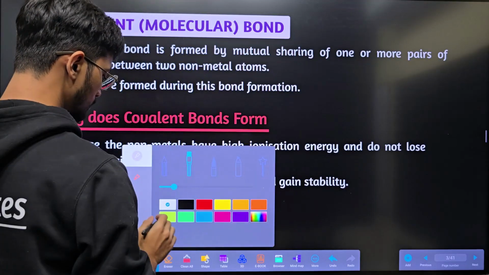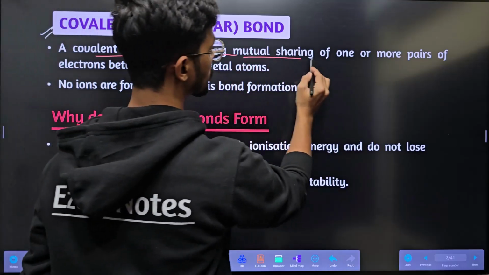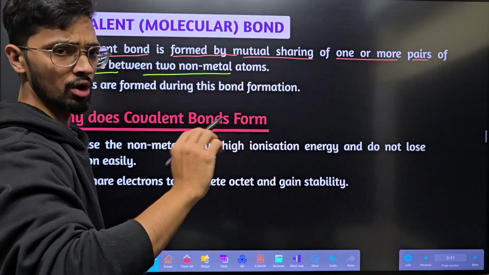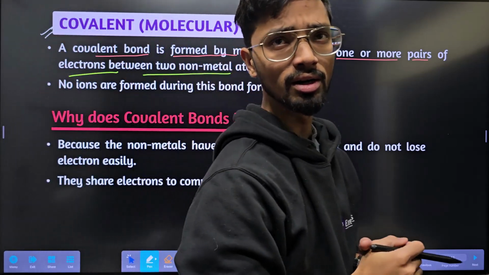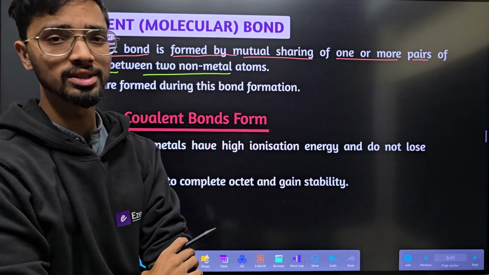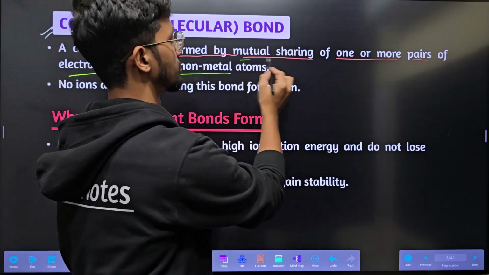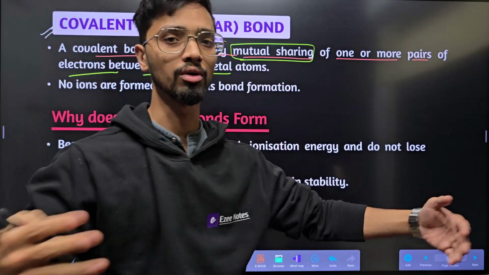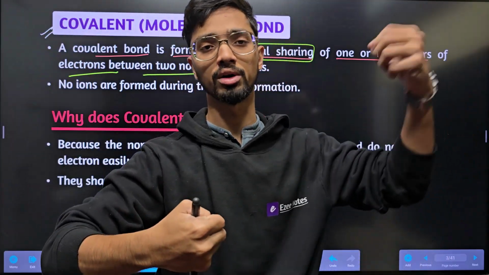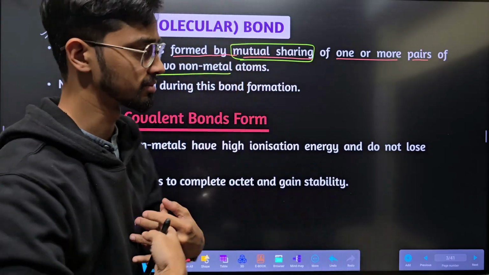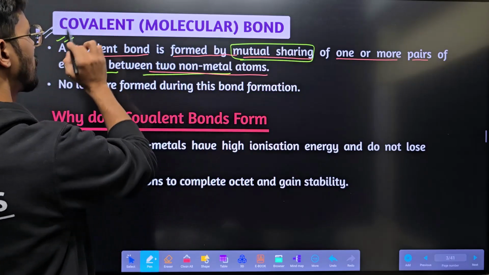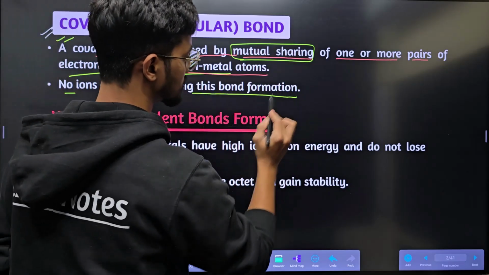A covalent bond is formed by the mutual sharing of one or more pairs of electrons between two non-metal atoms. Right? In the last lecture I think we have seen that a covalent bond is formed by mutual sharing. Mutual sharing means one on one: one electron from here, one electron from here, two electrons from here, two electrons from here, between two atoms. In that way, it forms a covalent bond. No ions are formed during this bond formation.